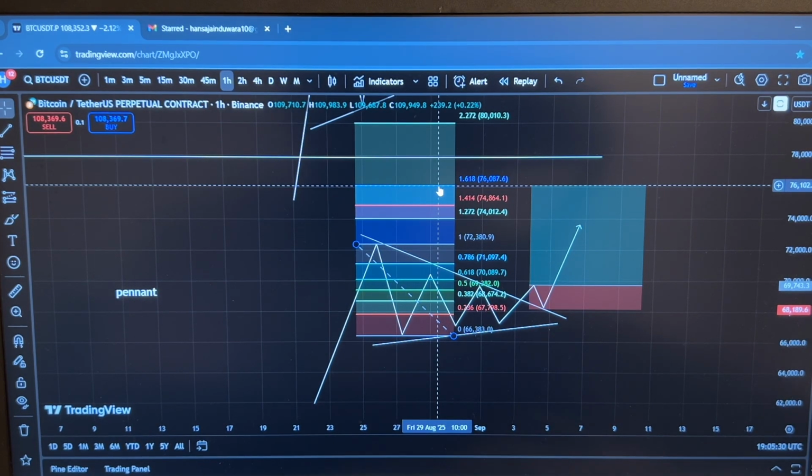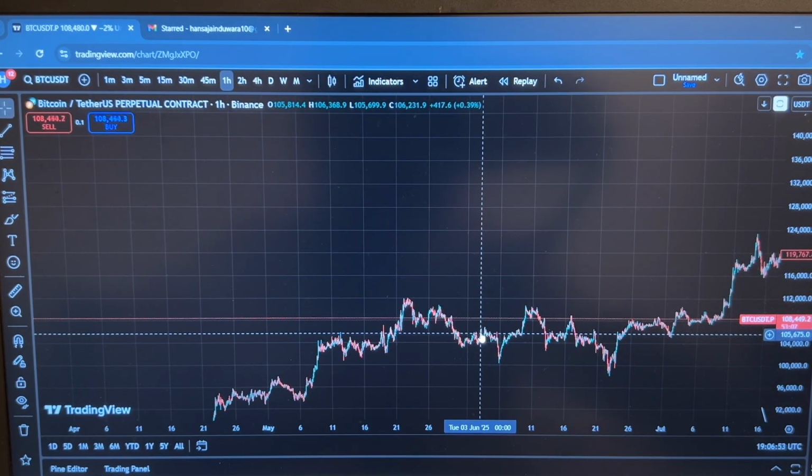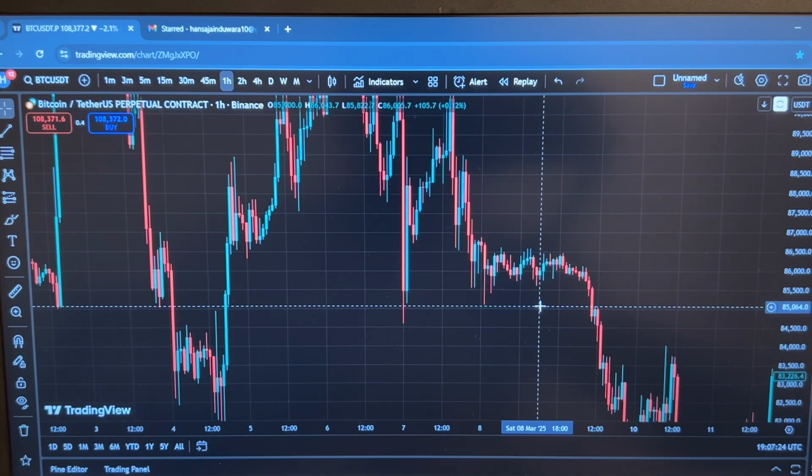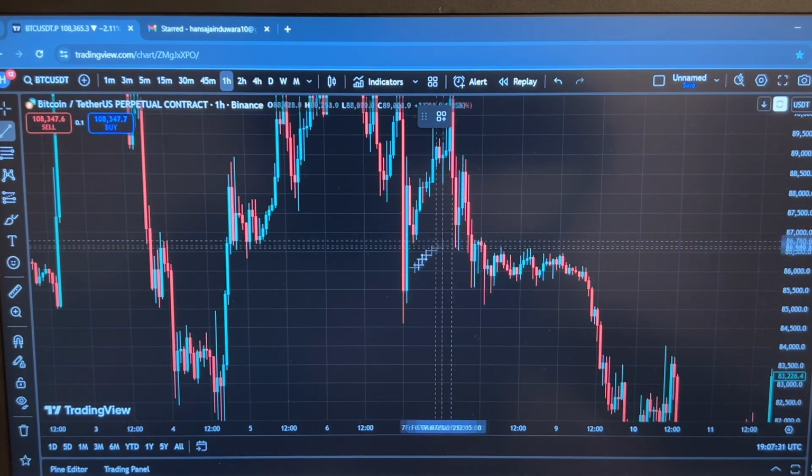And then let's go to the live chart. So let me show you guys some live examples. And when you look at it first, you cannot identify anything. Let me show you guys the chart pattern.